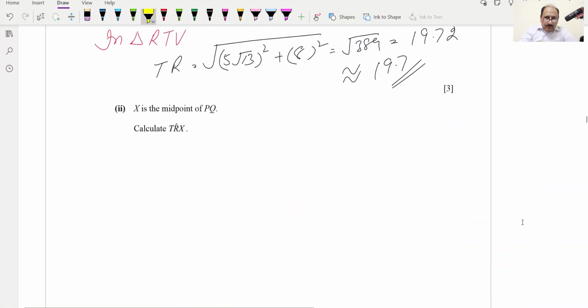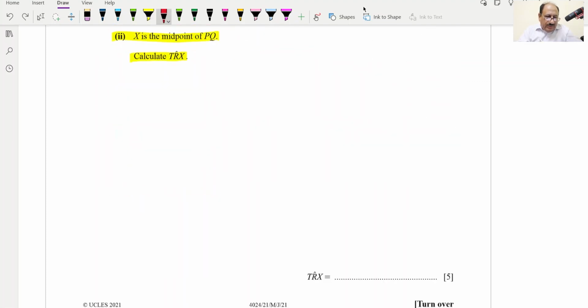Now for the second part, they are saying X is the midpoint of PQ. Calculate TRX. So to calculate TRX, we will be considering the triangle.